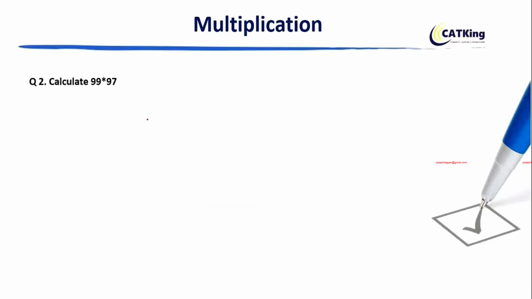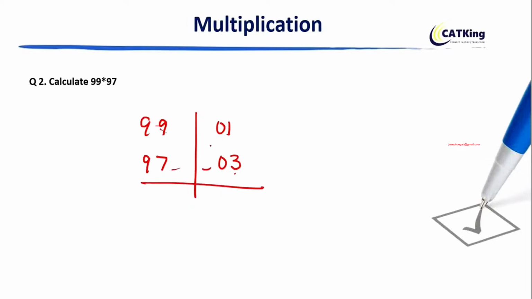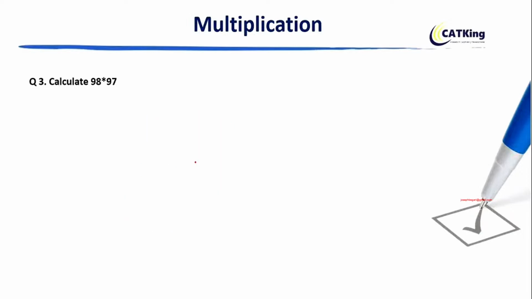99 into 97. Again the base is 100. Write 99, write 97. Difference from 100 is 01, and the difference from 100 is 03. 99 minus 3 is 96. 3 into 1 is 3. Answer is 9603. As simple as that. See how quickly we are solving this.